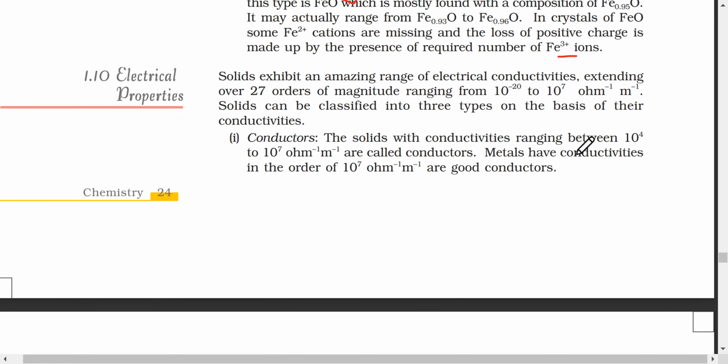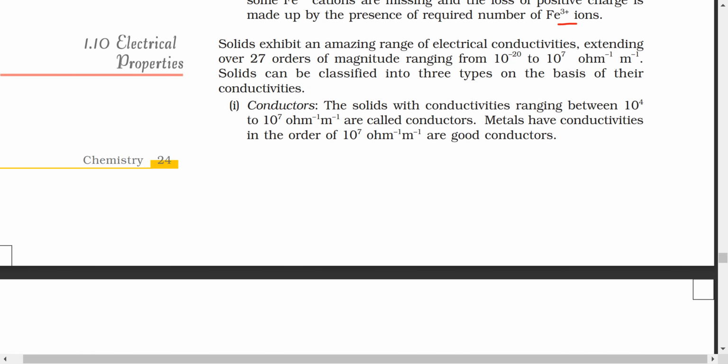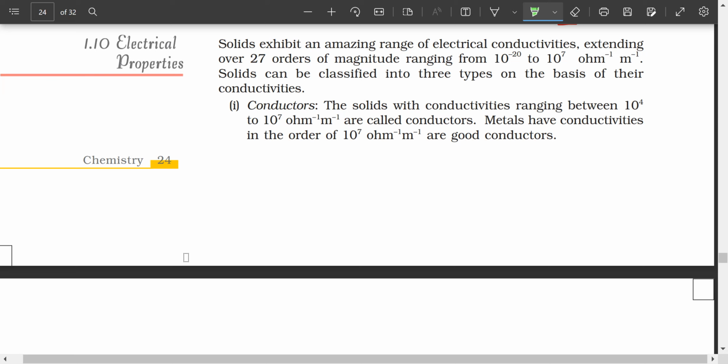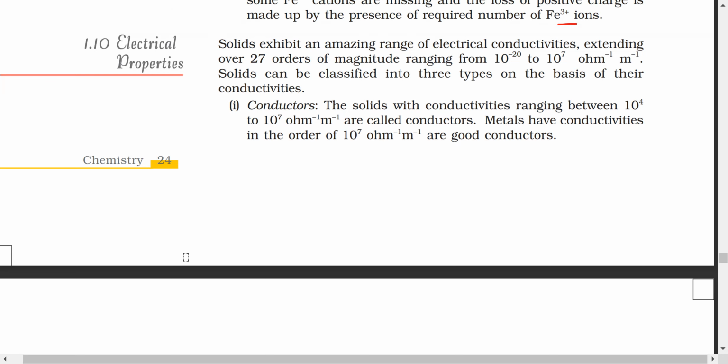अब electrical properties है solids के. Solids exhibit an amazing range of electrical conductivities extending over 27 orders of magnitude, ranging from this to this. ठीक, solids can be classified into three types on the basis of their conductivities. ये हम पहले भी कर चुके हैं शायद.